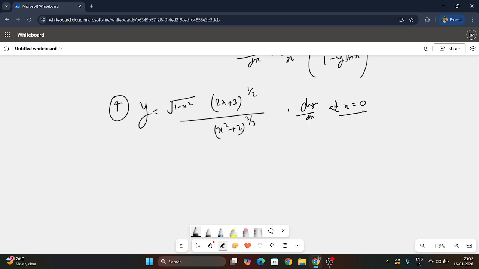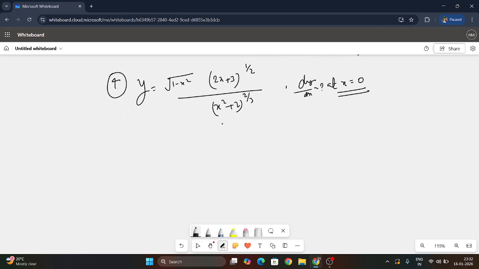at x is equal to 0. Okay, find dy by dx at x is equal to 0. So this question you can solve by f by g also, but that's going to be time consuming, so it's looking very lengthy. Okay, so if you take log both sides, this will really make your solution very easy. So log y is equal to 1 by 2 log of 1 minus x square plus 1 by 2 log of 2x plus 3 minus 2 by 3 log of x square plus 2.